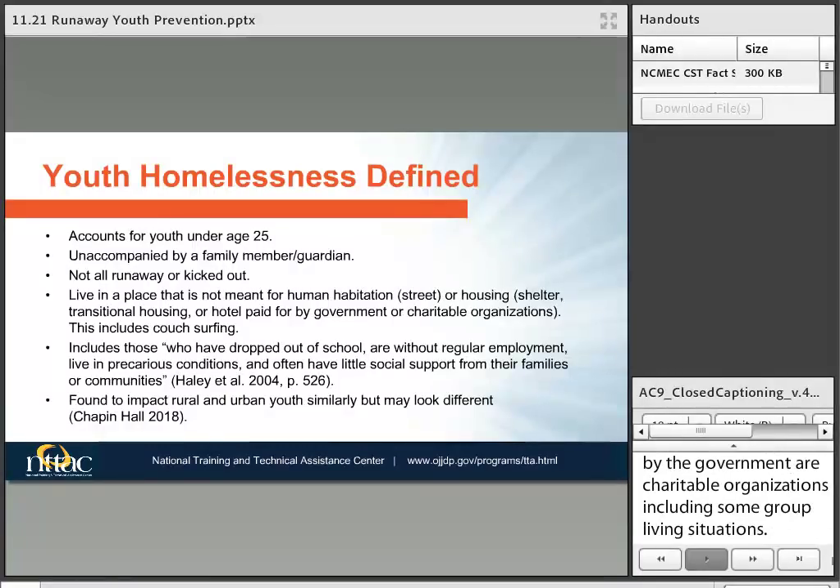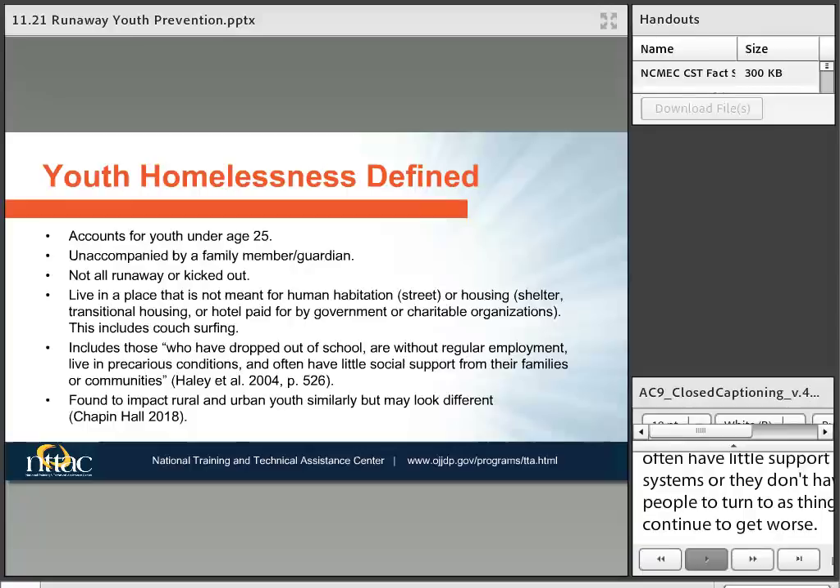It also includes those who have dropped out of school or are without regular employment, are living in precarious conditions, and often have little support systems in their communities. They don't have people to turn to as things continue to get worse. There are big gaps in their support networks. And we found in the Chapin Hall report that rural and urban youth are often impacted somewhat differently.